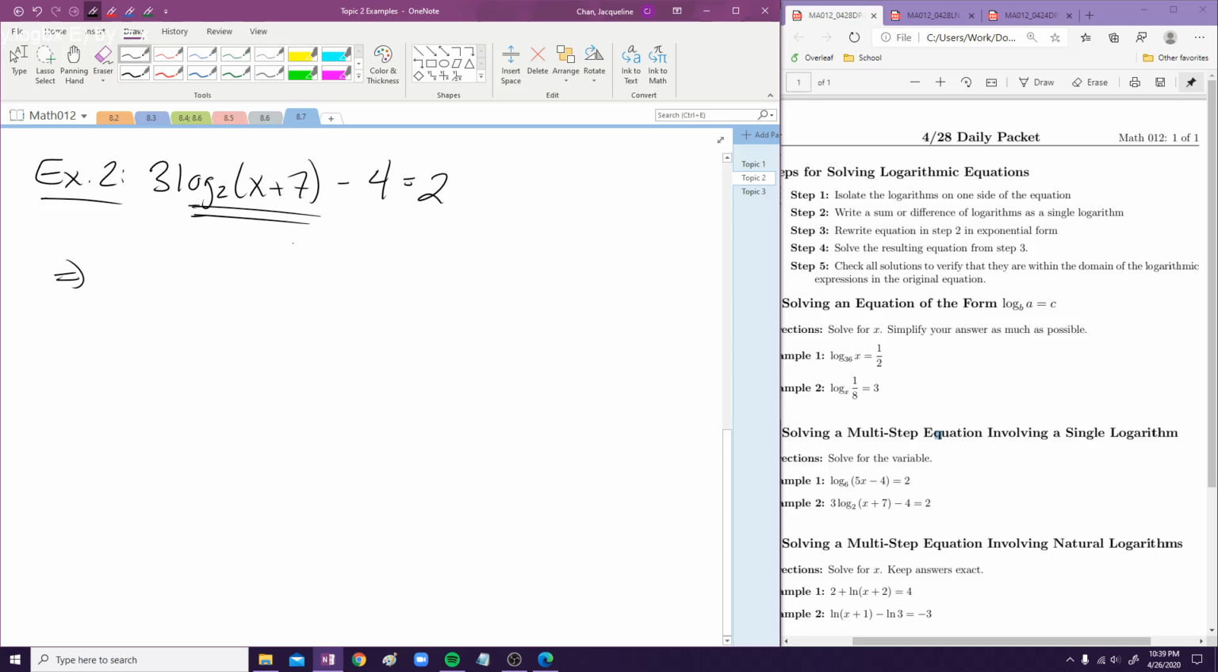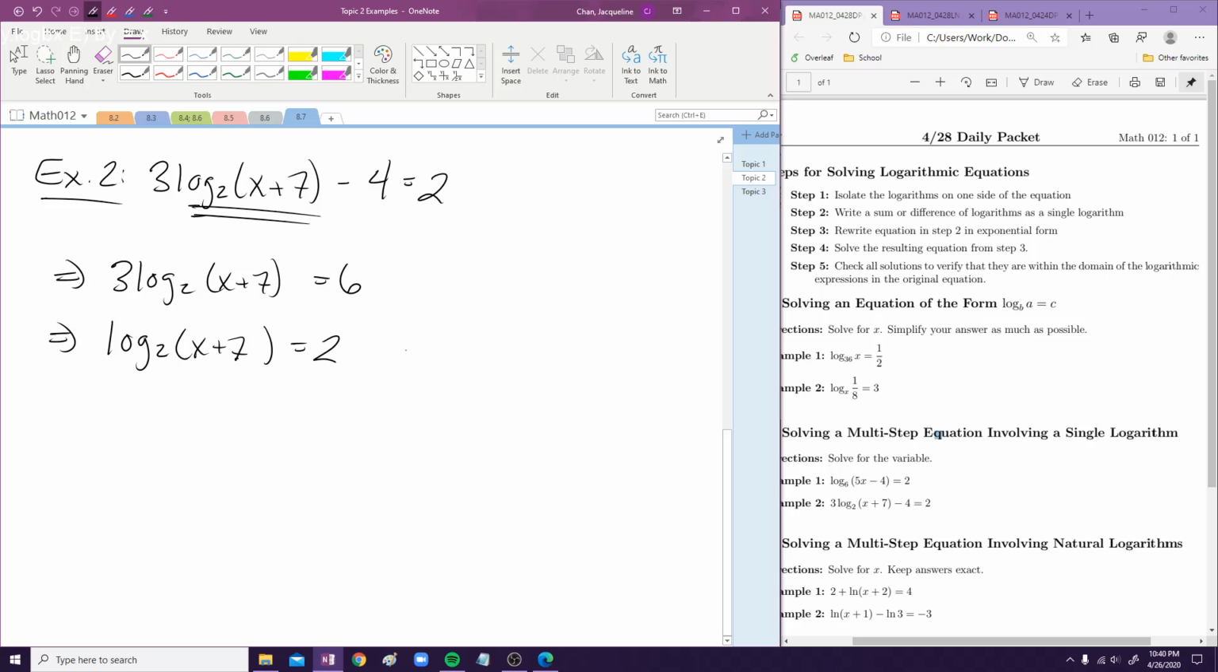In order to do that, I'm going to add 4 to both sides first. When I do that, I get 6. There's still a 3 here. I could put this 3 up here as a power, but then we would have to find x plus 7 cubed. I don't want to do that. It's not gross, but it's so much work. So in order to lessen our work, what can we do? We can divide both sides by 3. Then I'll get log base 2 of x plus 7 equals 2.